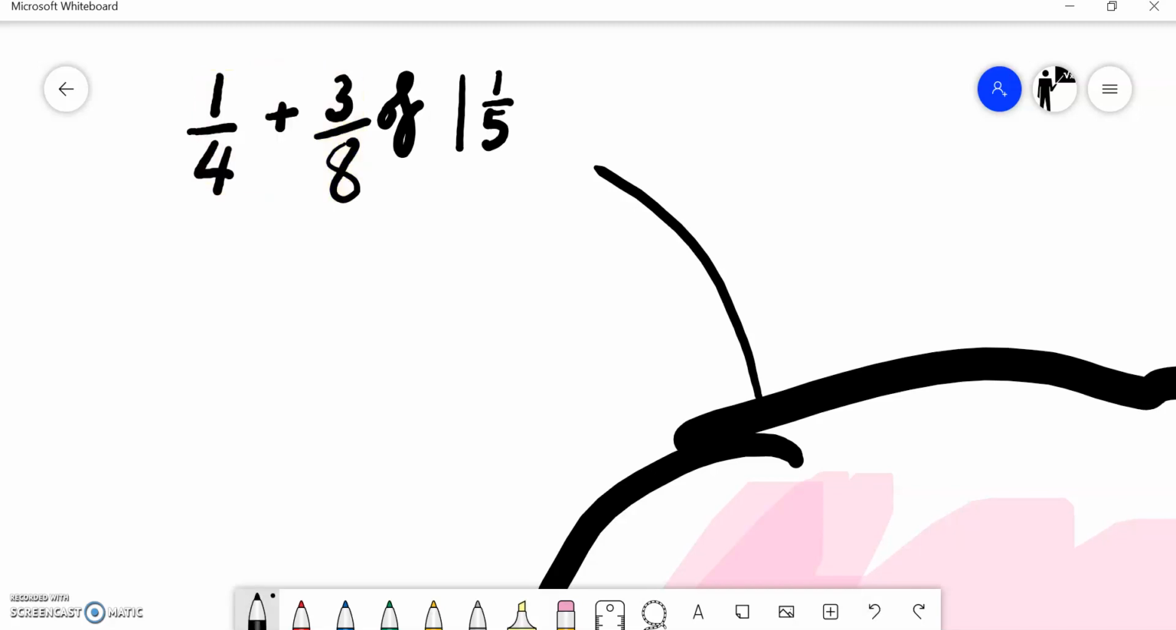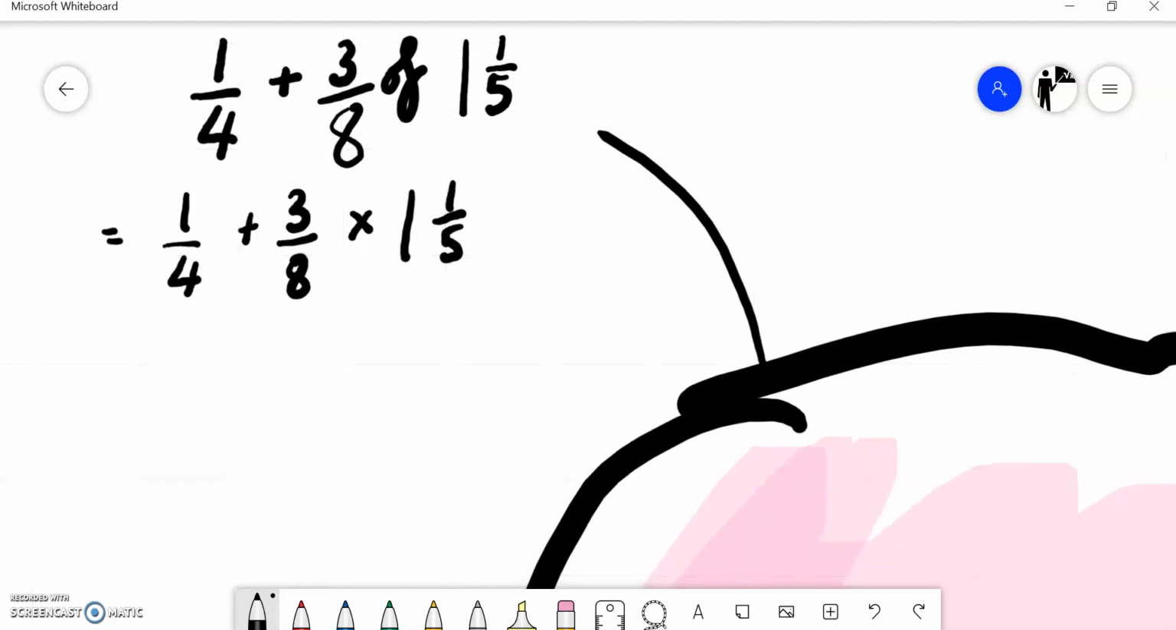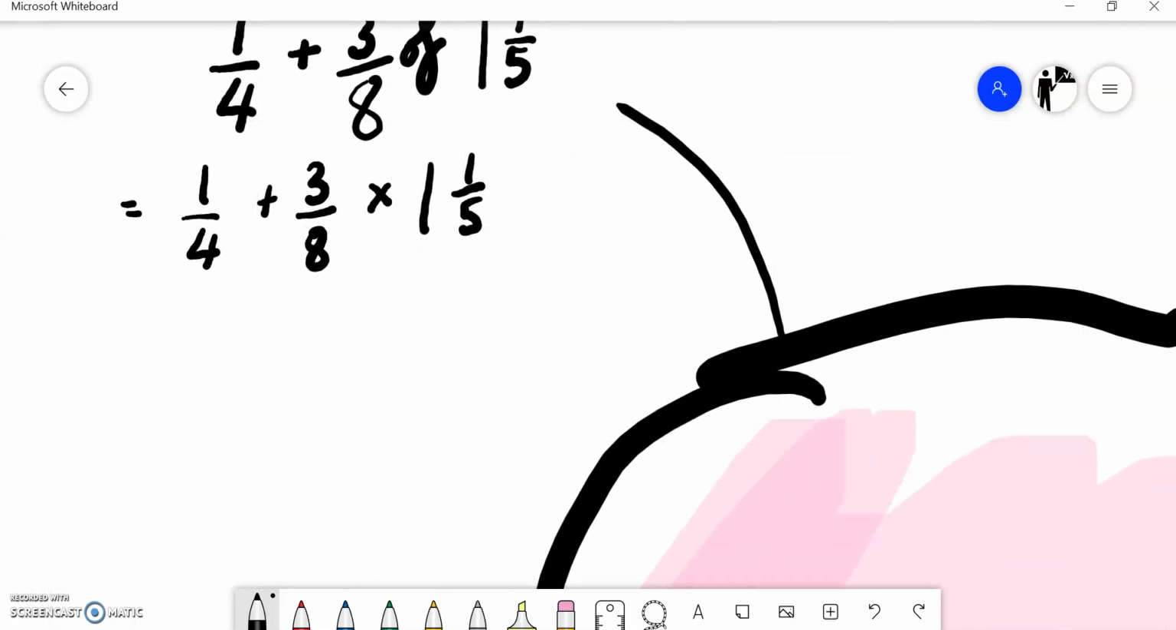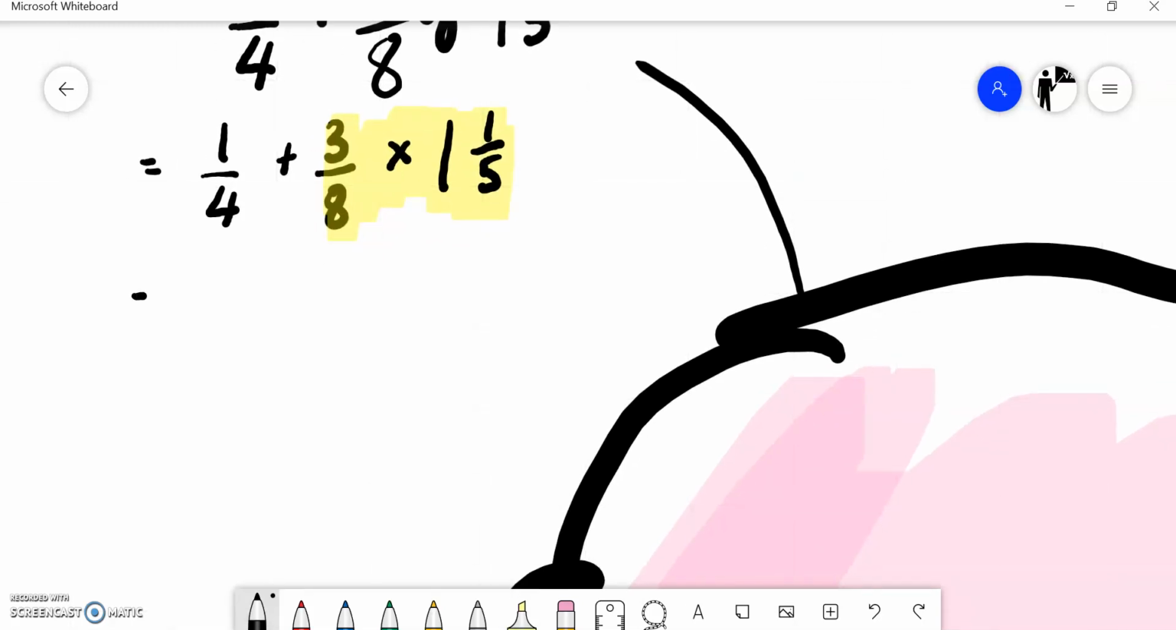However, you need to remember what this word of means. So the first thing I'm going to do is rewrite this. Plus 3/8 multiplied by 1 1/5. Okay, and sometimes just writing that might make things a bit clearer, because now we need to think about, what part do we need to do first? Do we need to do the addition or the multiplication? And you should know by now that we absolutely have to do the multiplication first due to the order of operations. So we're going to evaluate this part here that I've highlighted.